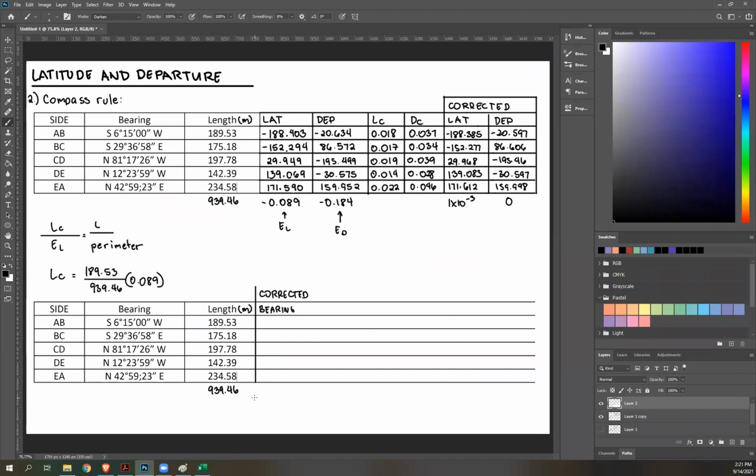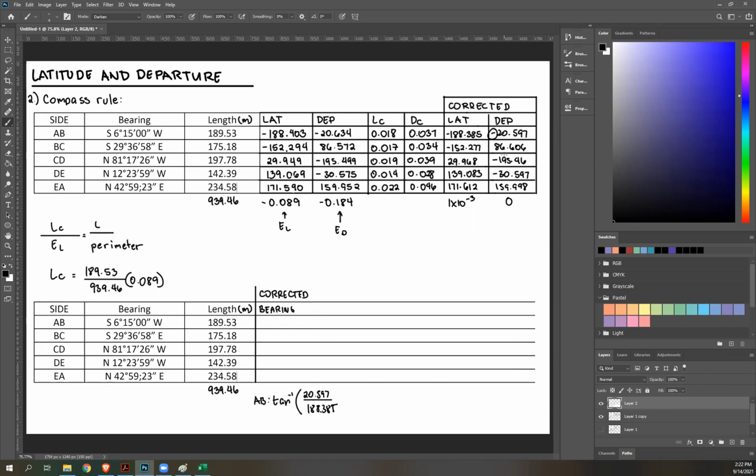For AB, that would be arctangent of departure over latitude. The corrected departure is 20.597 over 188.385. Arctangent of that gives you 6 degrees, 14 minutes, 22.66 seconds. Now, the sign will depend on the sign of your latitude and departure.